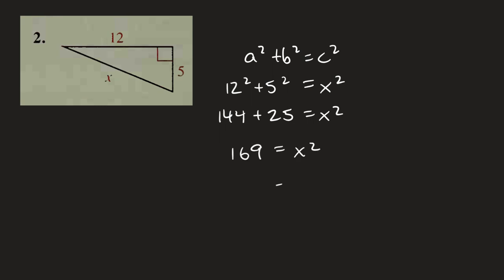Like we did before, we have to take the square root of both sides so we know what X is. And X is the square root of 169, the positive root of it, which is 13, because 13 times 13 is 169.